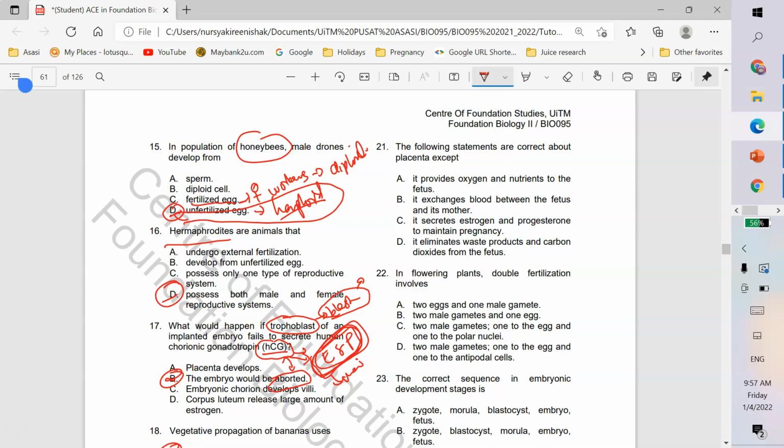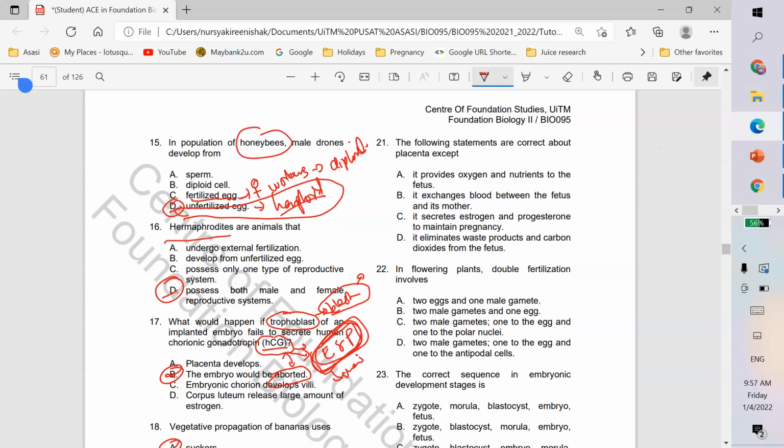For 21, the statements are correct about the placenta, except B. It's exchange blood between the fetus and its mother. Because B is for umbilical cord, and then A, C, D are functions of the placenta. Okay, so jawapan dia B.